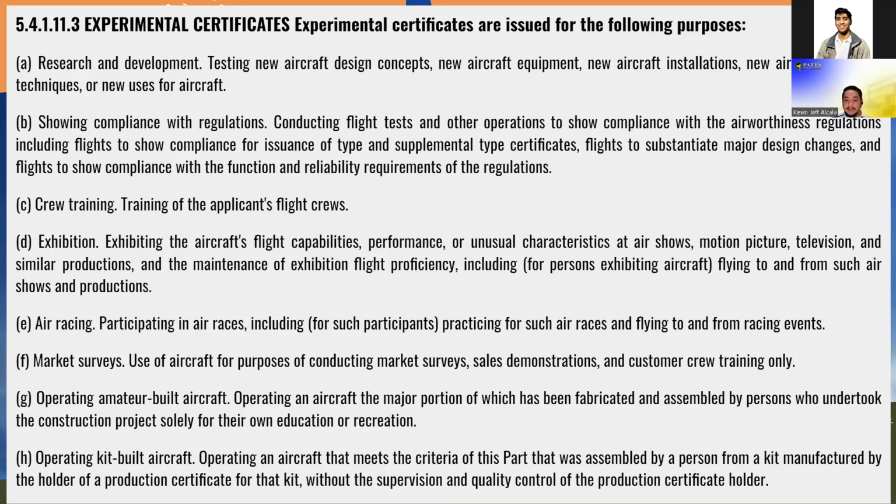Experimental certificates. Experimental certificates are issued for the following purposes. First, research and development, like testing of new aircraft designs and equipment. Second, conducting flight tests and other operations to show compliance with the airworthiness regulations. Third, training of the applicant's flight crews. Fourth, exhibition, like testing the aircraft's capabilities, performance, or unusual characteristics. Fifth, air racing. Sixth, market survey, like sales demonstration. Seventh, operation of amateur-built aircraft, built by fabricating components solely for the purpose of education. For the last one, operation of kit-built aircraft, like operating an aircraft that was assembled by a person without supervision and quality control.